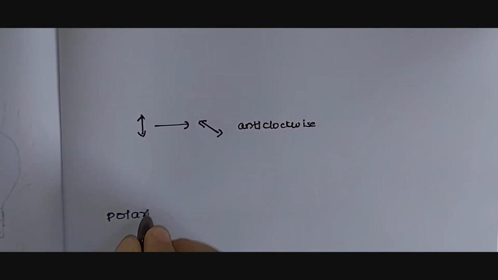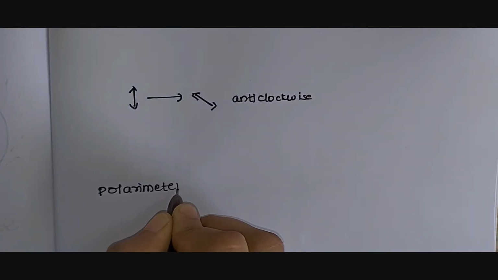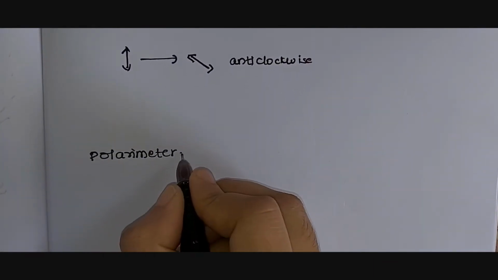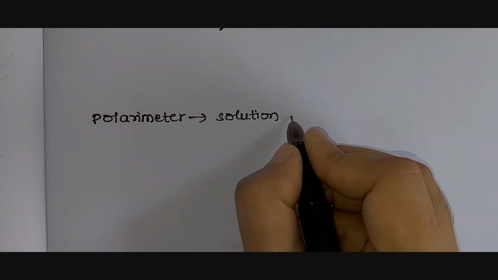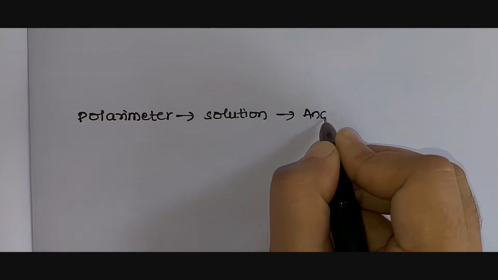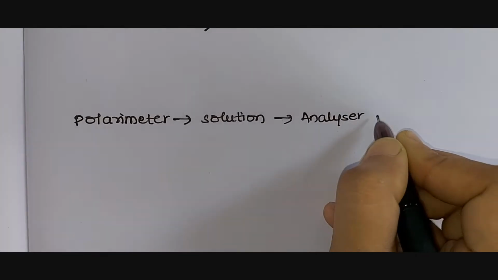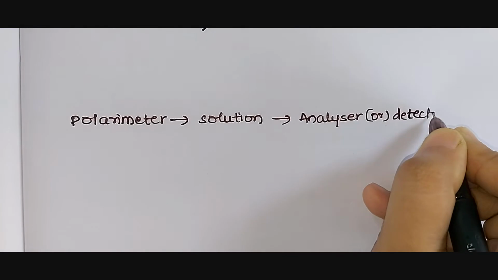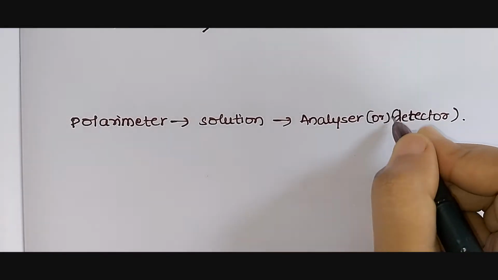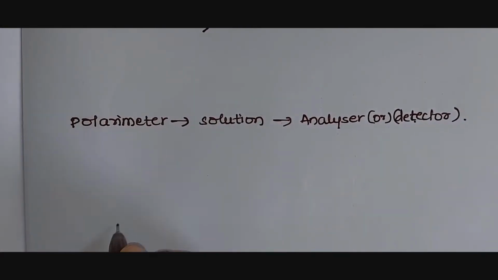So what is the whole thing we have observed now? In a polarimeter, what do we see? The solution is placed, and through this solution, what is passed? We place an analyzer. We pass a polarized light, and through the analyzer or detector we see the change in the rotation of the polarized light.